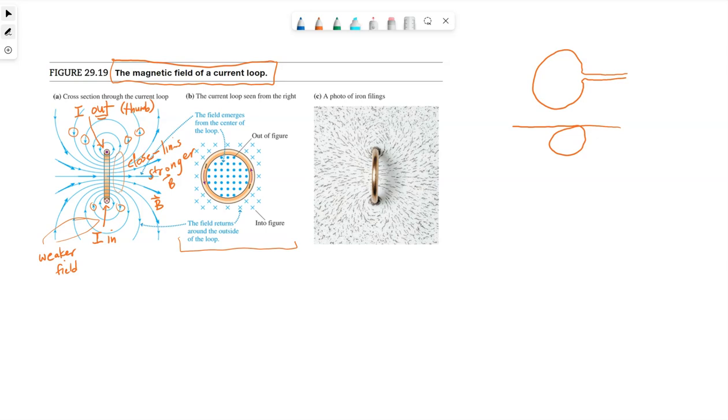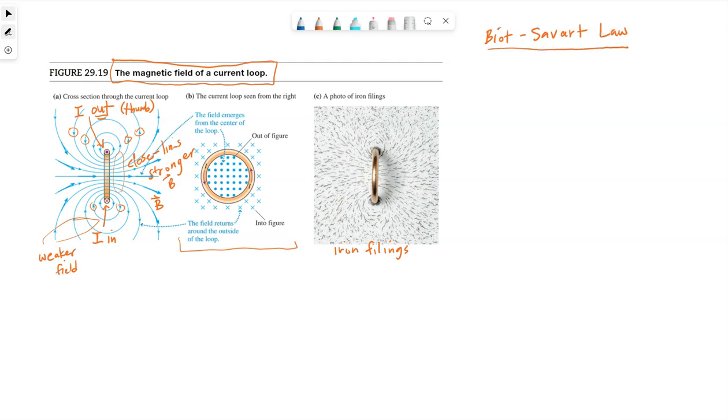The right-hand picture is a ring with current flowing through it with just iron filings to line up with the magnetic fields. And so we can see that magnetic effect on those little pieces of iron. Now, to determine the strength of the magnetic field, first of all, the Biot-Savart law that we use to find the magnetic field due to a long straight wire still applies.